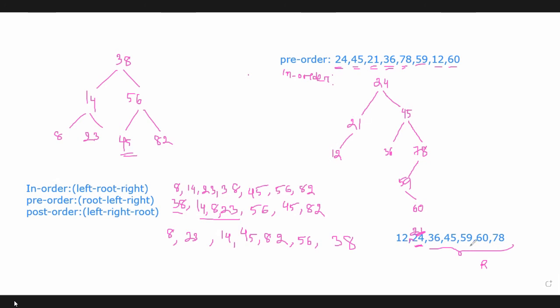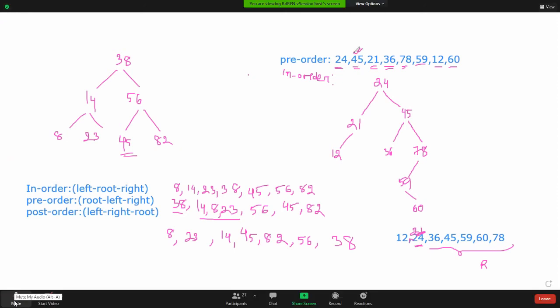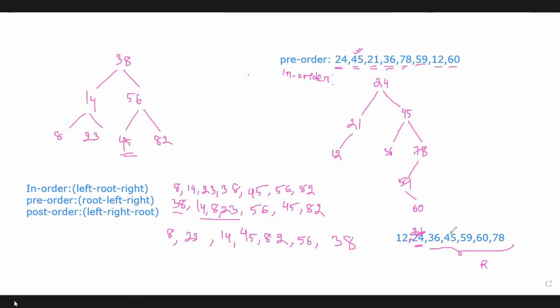Okay, so in the right subtree there are 5 nodes. So which one appeared first? Obviously 45. There are 5 nodes, 36, 45, 59, 70, 78. But among those 5 nodes, which one have we taken in the pre-order sequence? 45, right? So 45 is the right child of 24. Now this is the root node. Okay, so again divide the sequence into two halves. So on the left side there will be only one node. So 36 is the left child of 45, and in the right subtree there are three nodes.